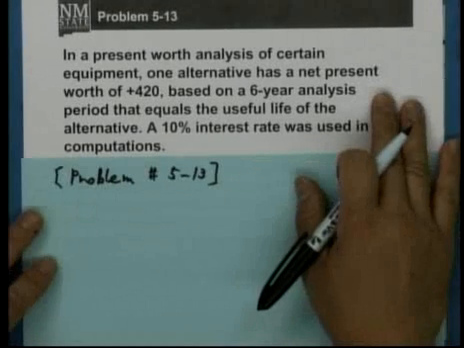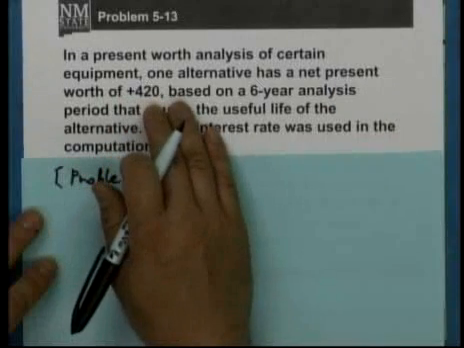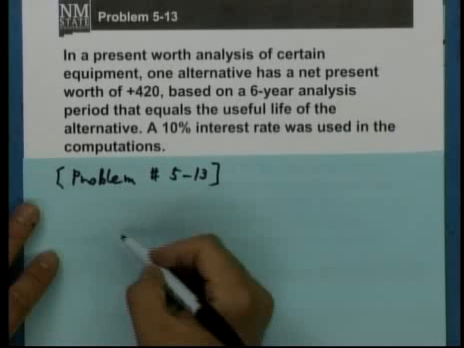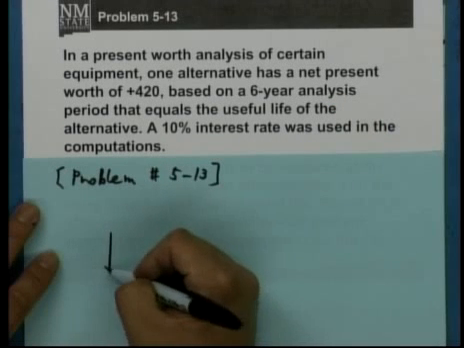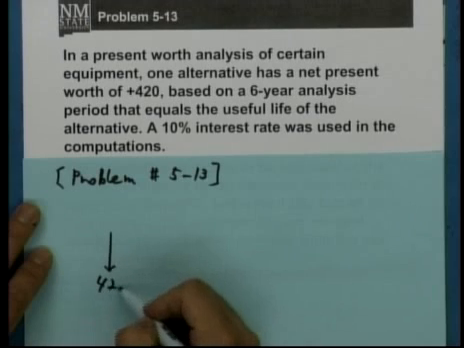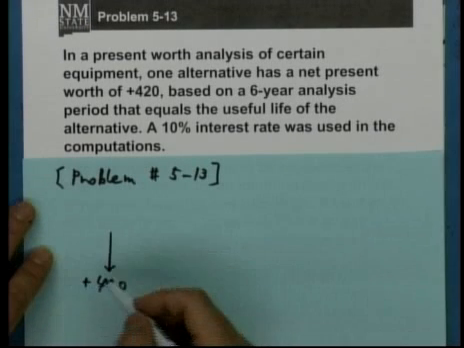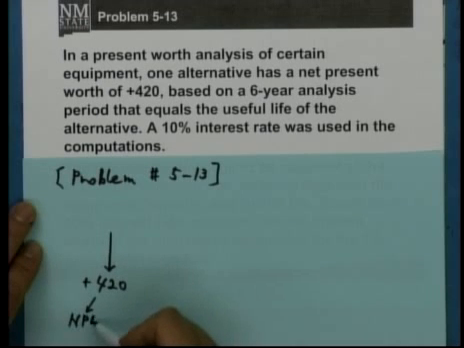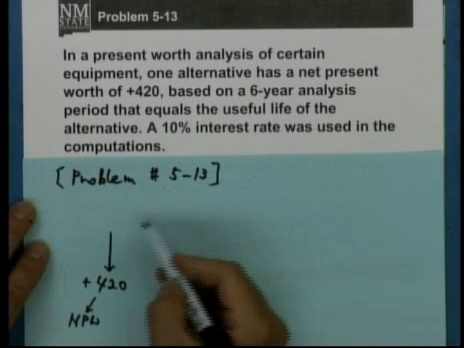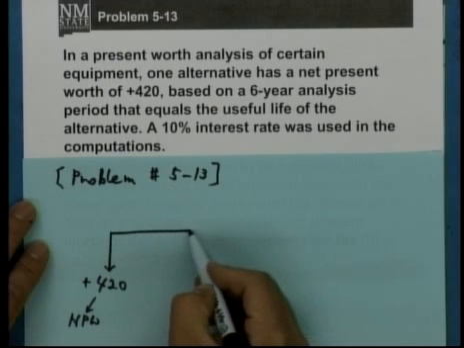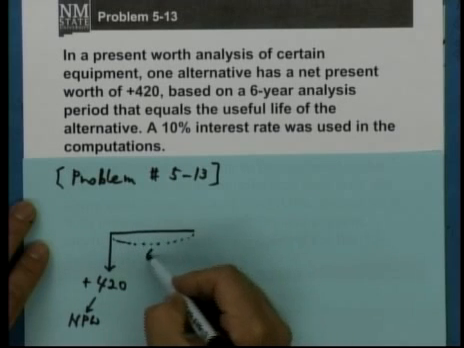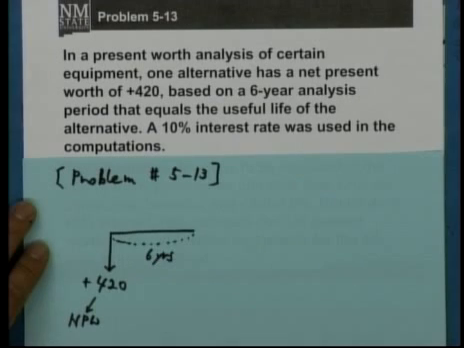A device has a net present worth of positive $420. So 420, positive 420. That is the net present worth, right? Based on a 6-year analysis period. So based on the next 6 years. Okay?